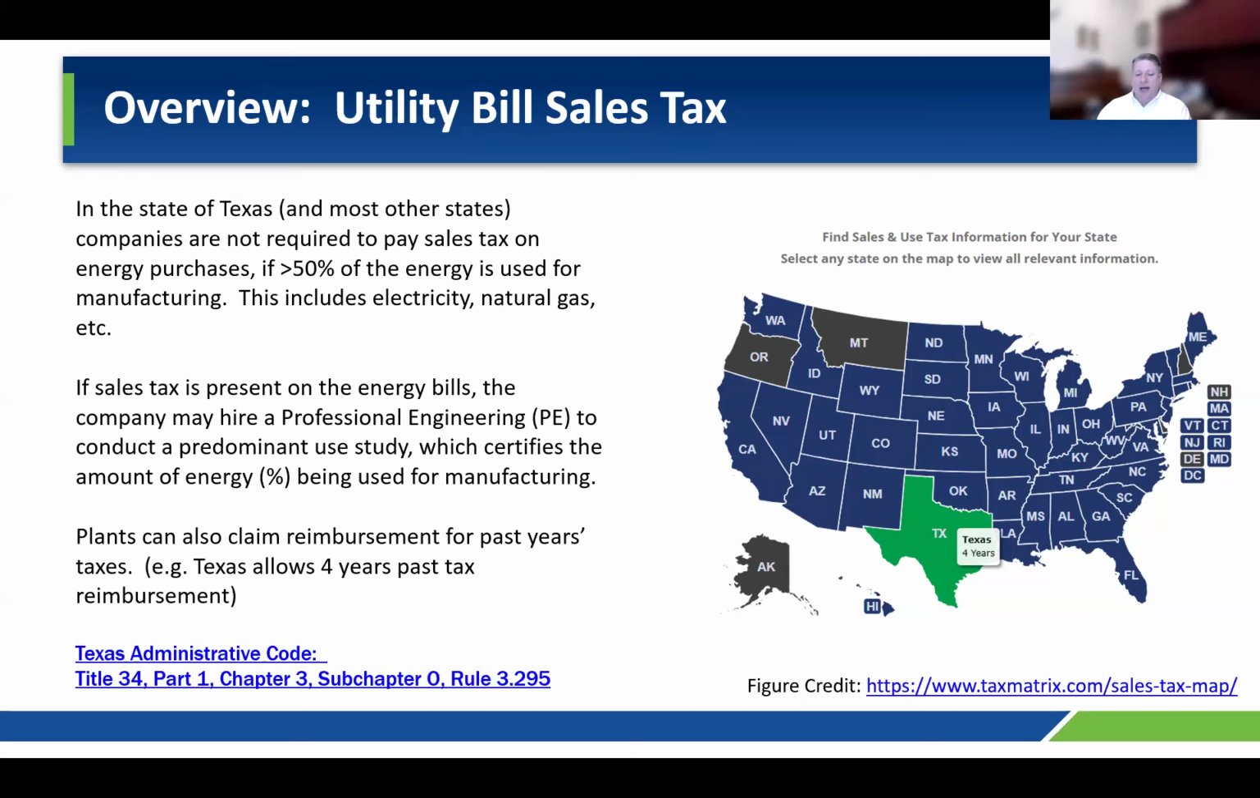You're also allowed to request reimbursement of past taxes. Most states allow 3 years of reimbursement. Texas happens to allow 4 years of reimbursement of back taxes paid on utility bills. So this is definitely something you want to check on, because it's an easy way to avoid paying for something that you're not required to pay.